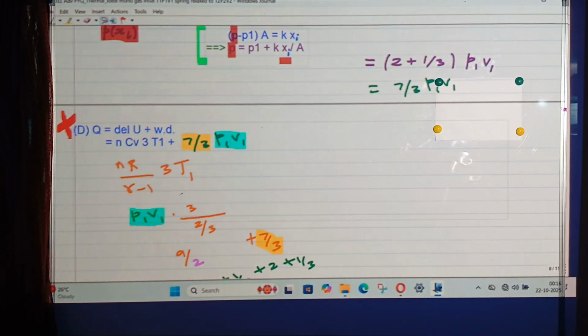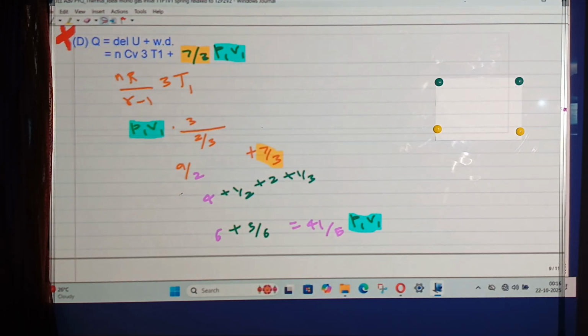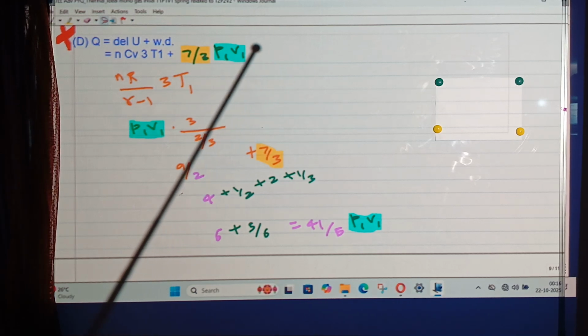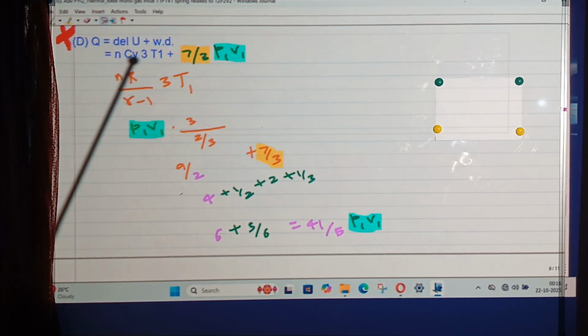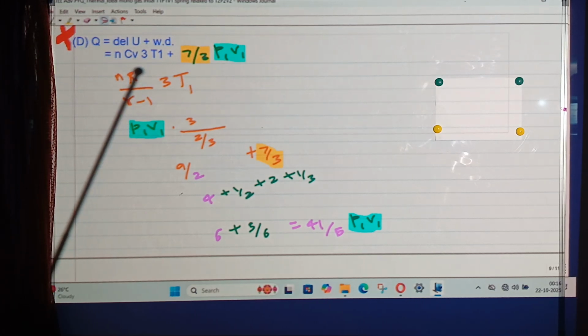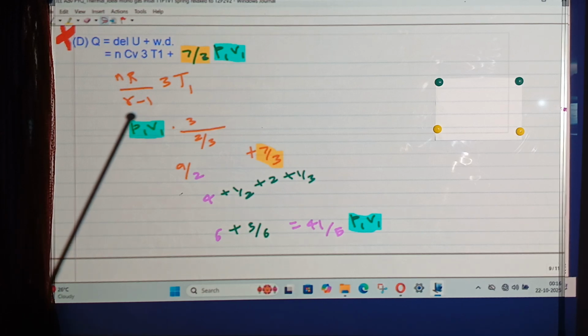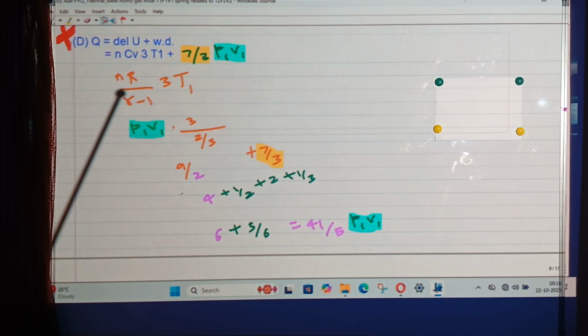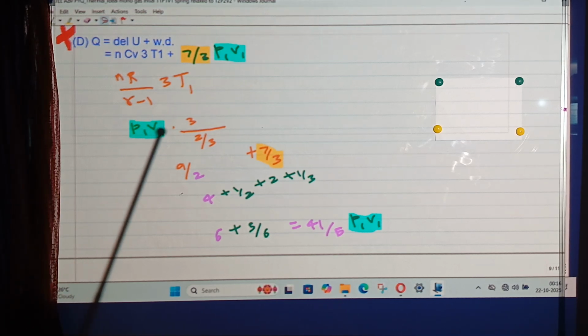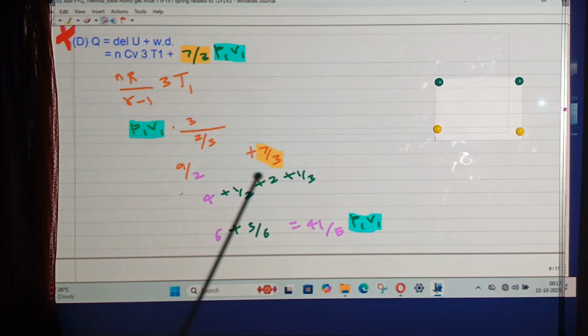Final option, option D, we have to find the heat supplied to the gas when the volume has increased thrice. Work done is same as option C, because for options C and D, the volume ratio and temperature ratio are same. So nCv delta T, T2 is 4 times T1. So temperature difference is 3 times initial temperature. Cv is R by gamma minus 1. And using the ideal gas equation, PV equal to nRT, nRT1 can be written as P1V1. And gamma minus 1 is 5/3 minus 1, which is 2/3. So simplifying, we get 41/6 P1V1. So option D is not true.